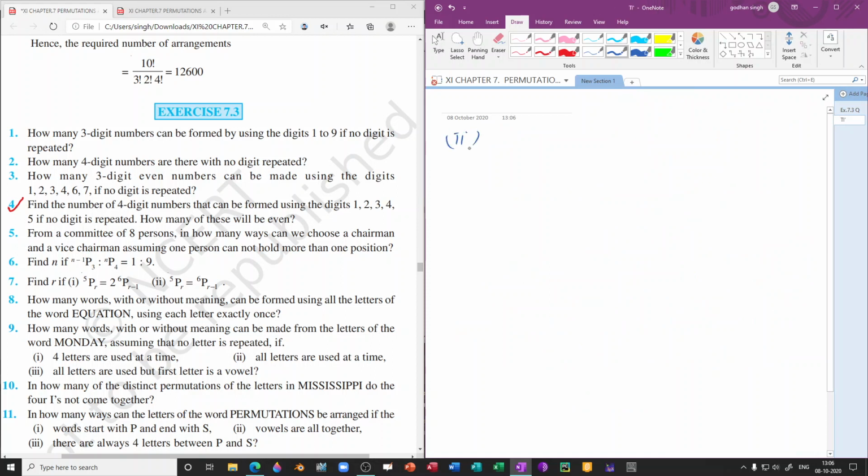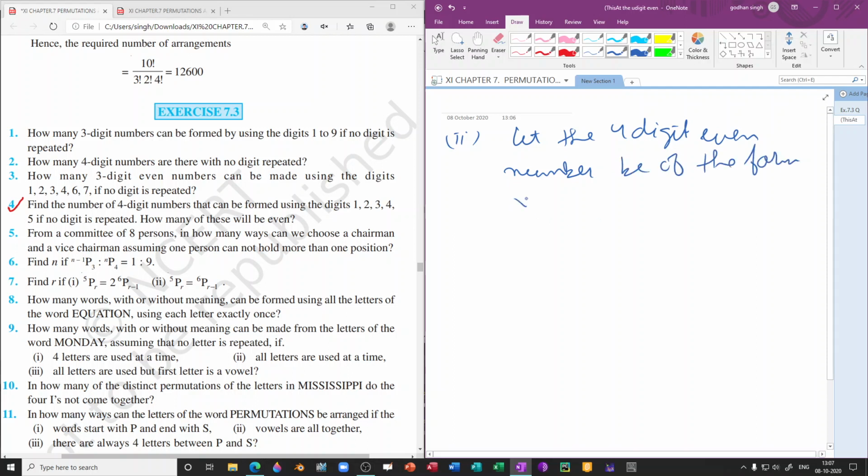Fourth one, second part. Same way, let the 4-digit even number be of the form x1, x2, x3, x4. Now here repetition is not allowed. Because the 4-digit number has to be an even number, first of all, we'll fill up x4.